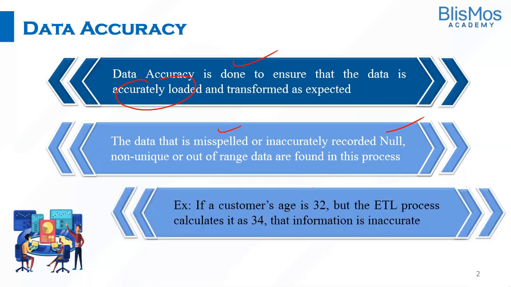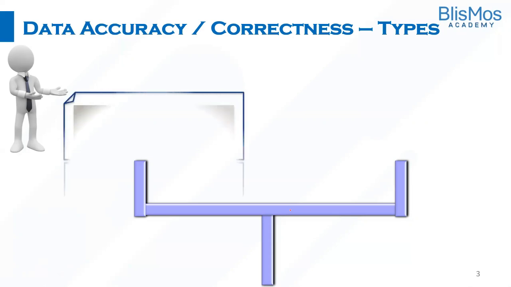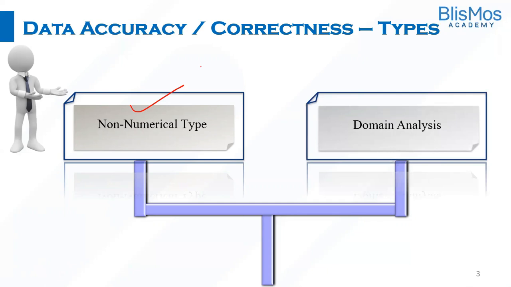For example, assuming that customer age was supposed to be 32, but because of some wrong transformation, the customer age is calculated as 34. Isn't that inaccurate? Yes, it is. We need to find that as a part of the ETL testing process. We do have a couple of types of data accuracy. One is data accuracy in terms of non-numerical type. The second one is data accuracy pertinent to the domain. Let us look at them one by one.